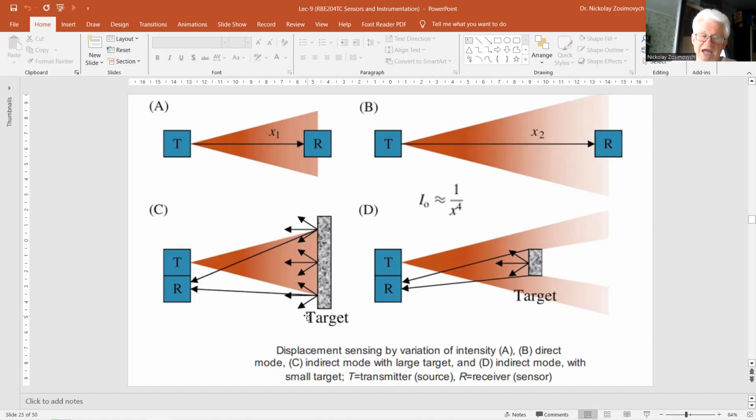If, on the other hand, the target is small, as shown in figure D, the reflecting surface area is constant, that of the target.